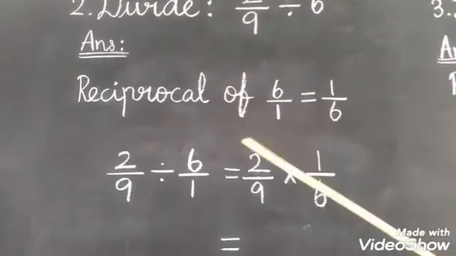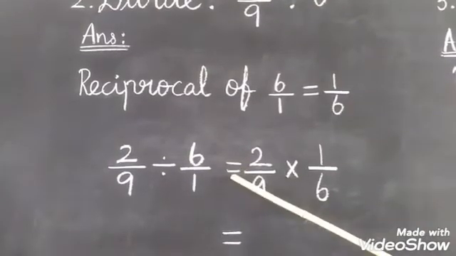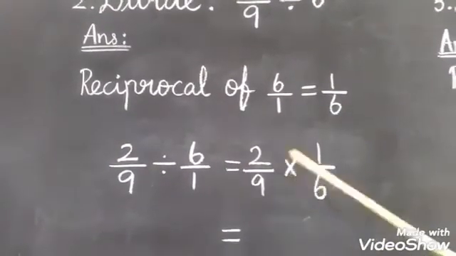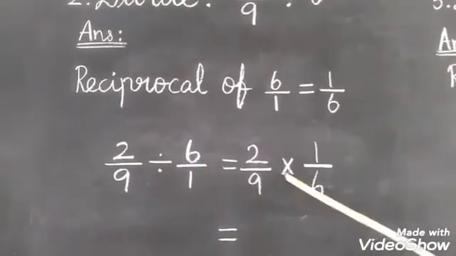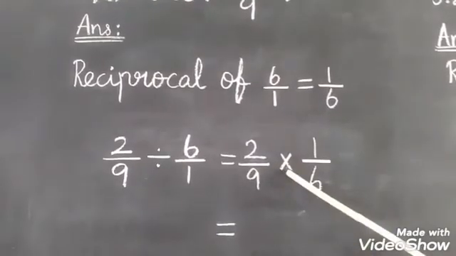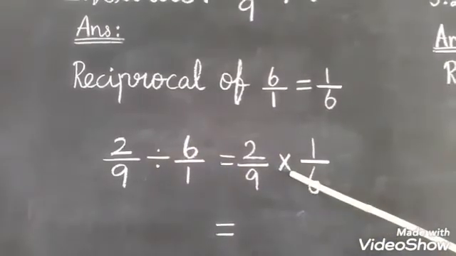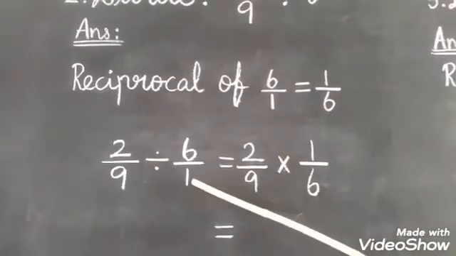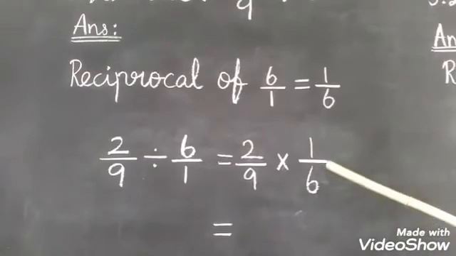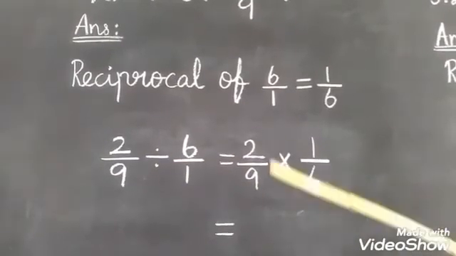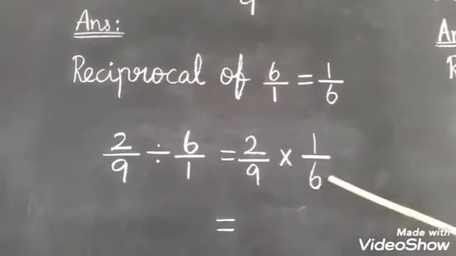Now we have to divide this, 2 by 9 divided by 6. What will come? 2 by 9 into. While writing the reciprocal, we have to change the division symbol to a multiplication symbol. In this place, we have to remember carefully. The division symbol we have to change to a multiplication symbol. For 6 by 1, we write 1 by 6, that is the reciprocal of 6. Now we have 2 by 9 into 1 by 6.